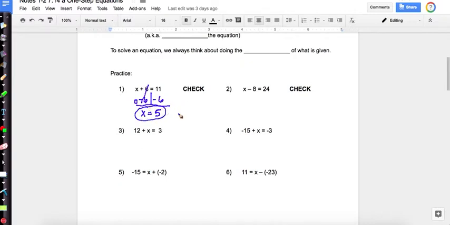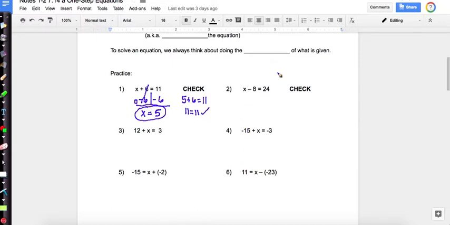Now to check it, we would write down what our answer is. So 5 plus 6 equals 11. Now this is where, if you needed to, you would check this in the calculator. So what's 5 plus 6? Good, 11. So 11 equals 11. It does in fact check, and that means my answer is 5.